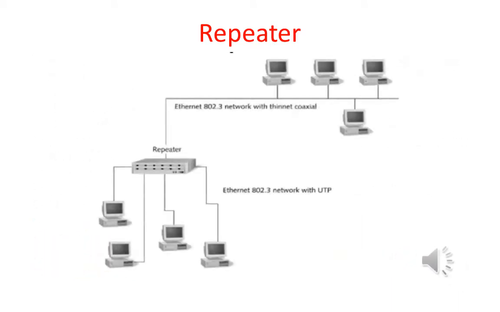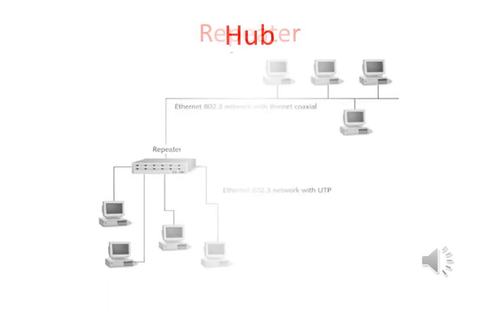Here in this figure, two Ethernet or local area networks are connected through a repeater to regenerate the bit pattern of the electrical signal.